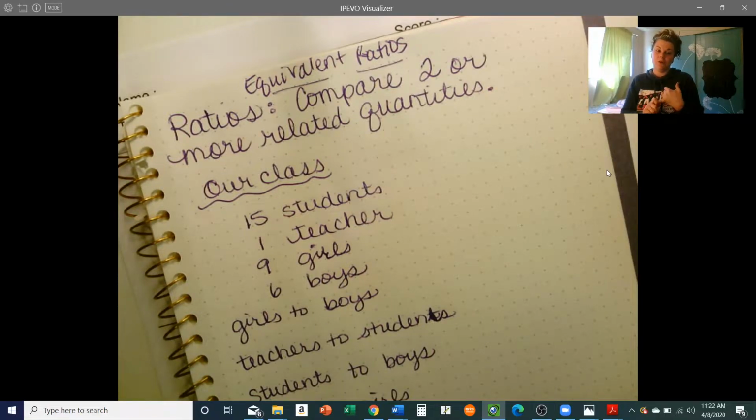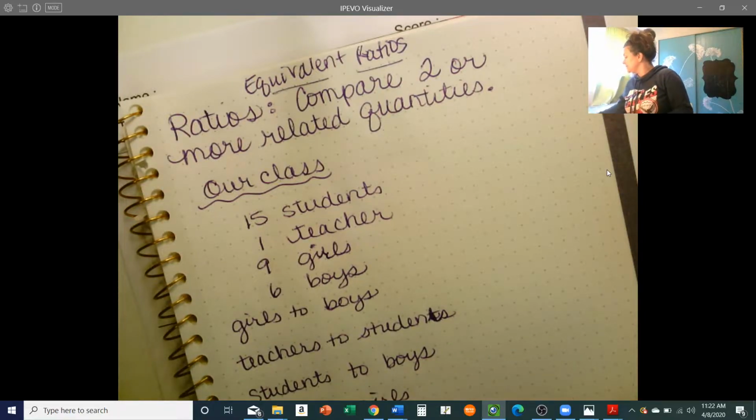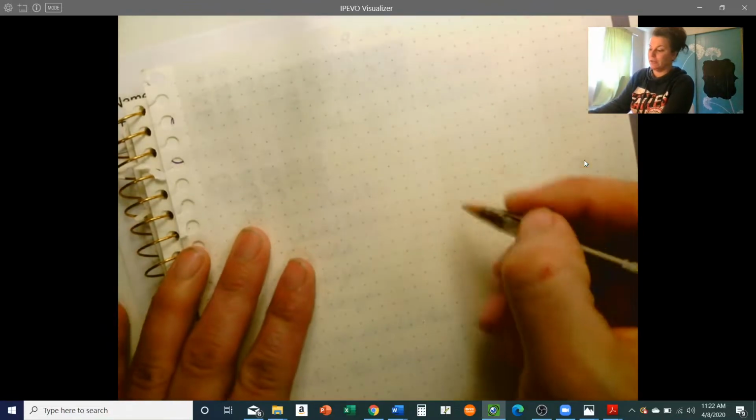Those are all ways that we compare numbers with each other, and it's very useful in real life. I'm working on house plans for us because we're hoping to start building our house next year, and so that's all ratios and proportions, because the drawing of the house is not the size of the house, but it's proportionate. I'll just show you an example.